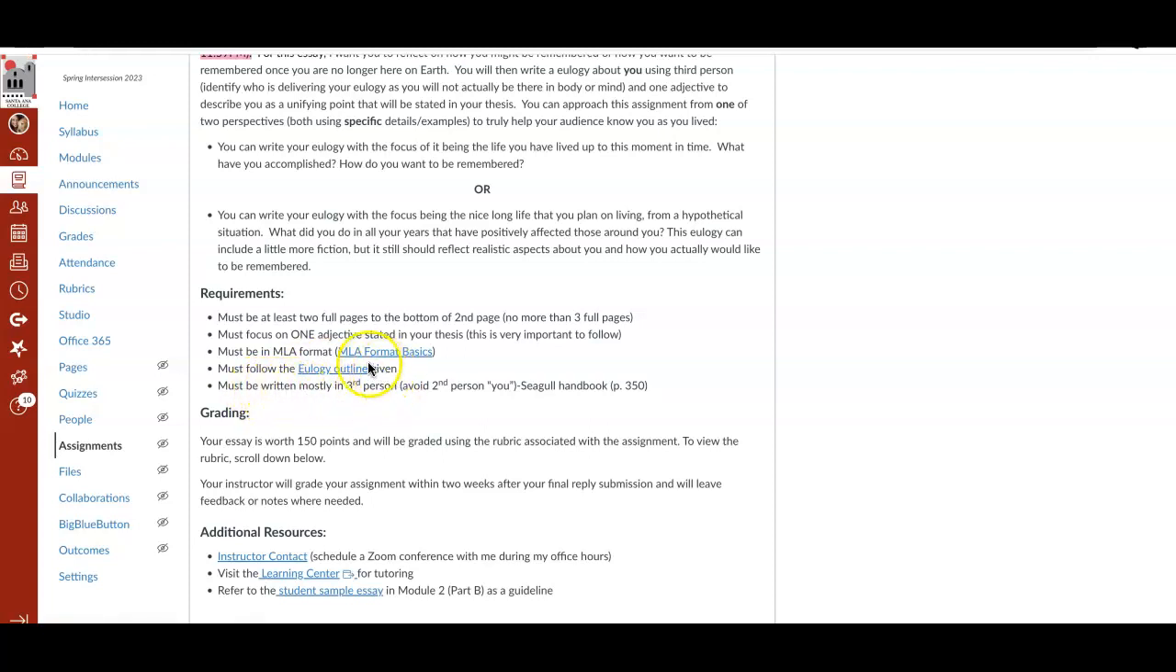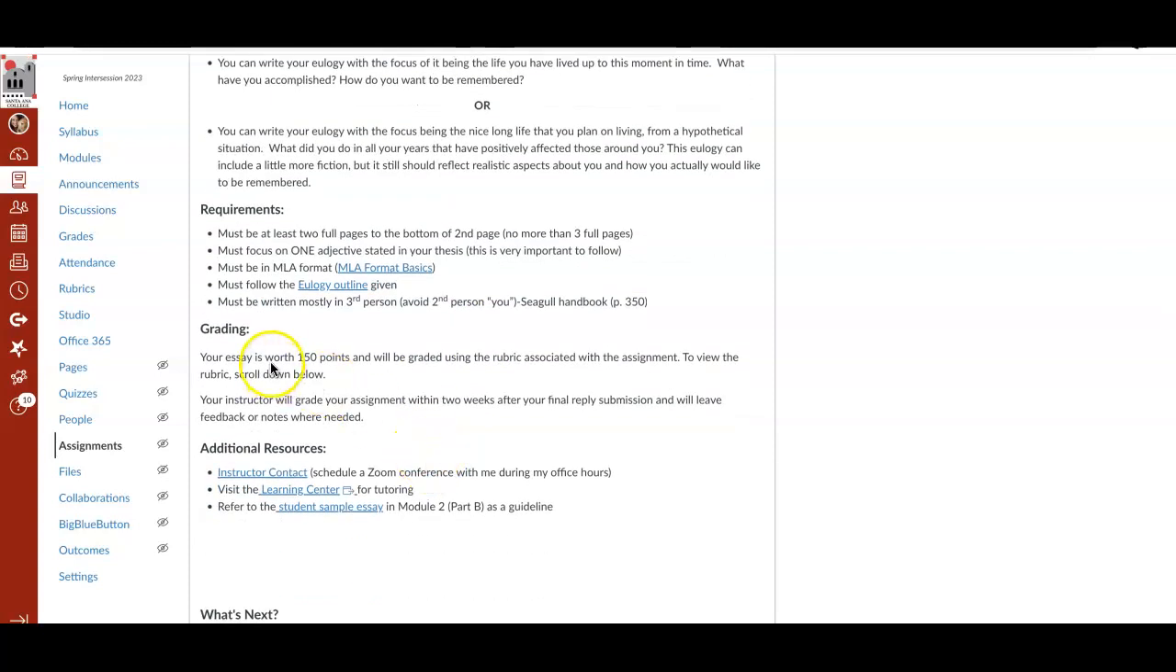It must be written in third person, so no you. Don't speak to your audience. Don't say you, and don't use I, because you are not giving the eulogy, somebody else is, which will also be in the essay. The essay is worth 150 points.